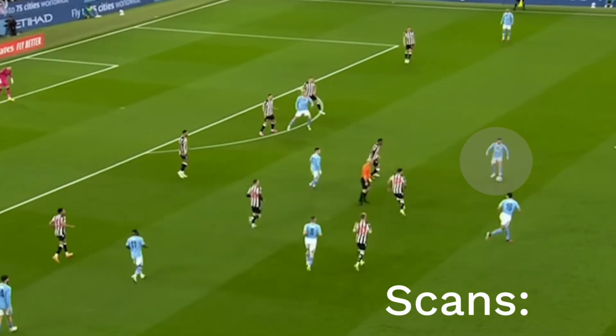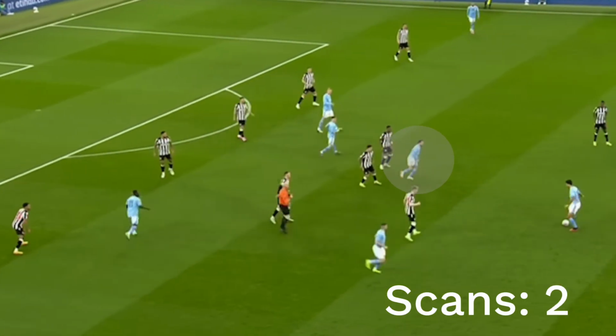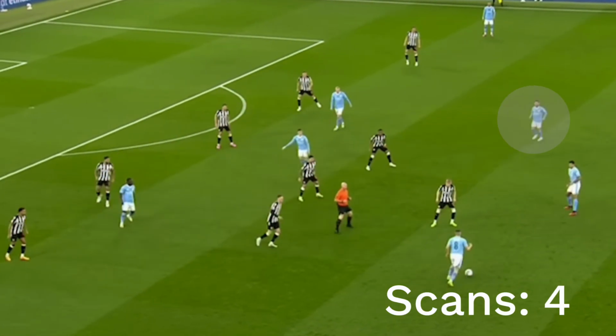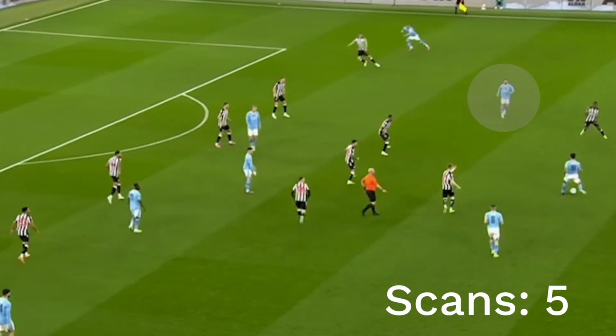We're going to go over the different types of scanning so that when you actually get on the pitch, you know what to do, you know what to look for, and you know how to use your scans to become an effective player and make better decisions.